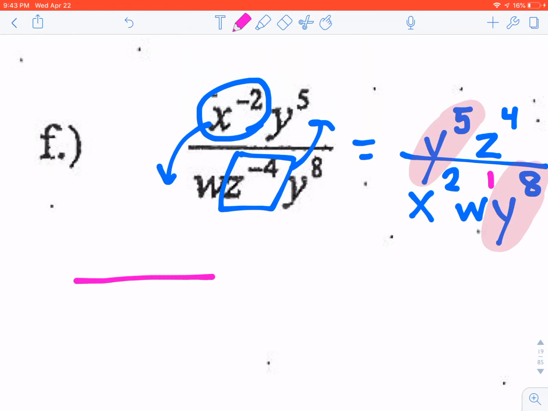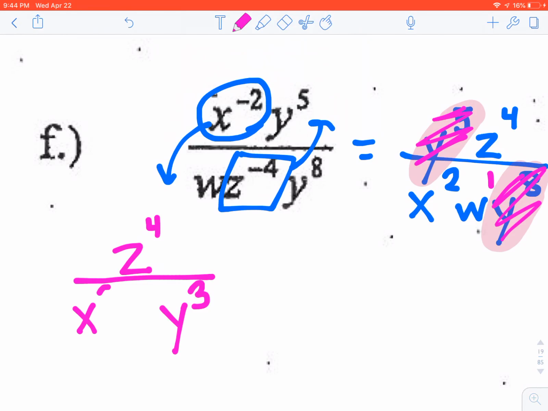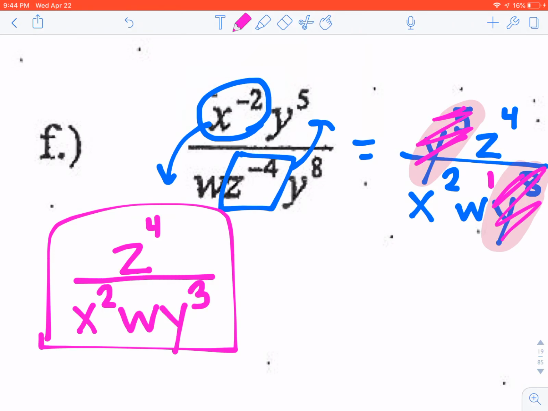So let's make our fraction bar. Okay, let's simplify that y first. That y becomes y to the 3rd. Okay, and it stays on the bottom because the bigger exponent's on the bottom. So I'll cross that off. Your z to the 4th stays on top. Your x to the 2nd and your w to the 1st stay on the bottom. You know you're done when all the bases are different and you do not have any negative exponents.